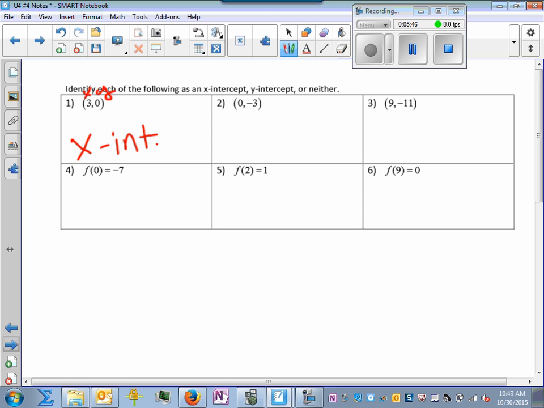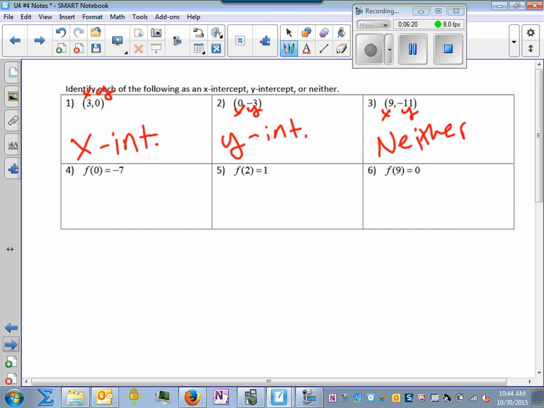And you can do INT for short. Over here, X and Y. So what is my 0? So what kind of intercept? Good, it's opposite. Now over here on 3, 9 is my X, 11 is my Y. Is that going to be an intercept though? No. No, why not? No 0. There's no 0. So it's neither. Or you could write not an intercept, either way.